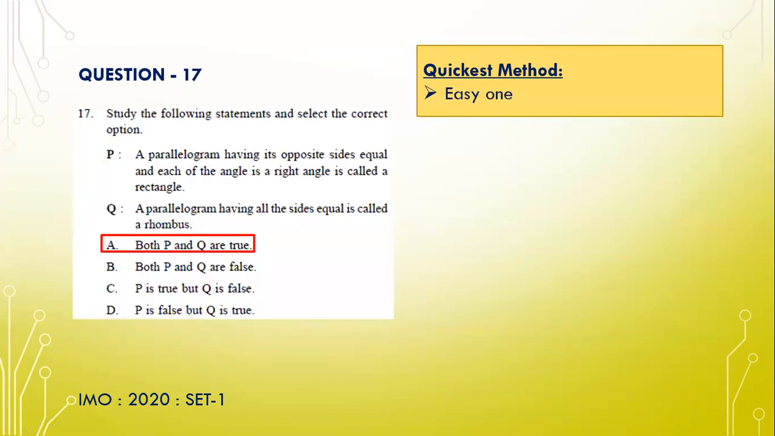Study the following statements and select the correct option. A very, very easy question. A parallelogram having its opposite sides equal and each of the angles a right angle is called a rectangle, which is true. A parallelogram having all the sides equal is called a rhombus, which is also true, isn't it? In the rhombus, all the sides must be equal and the internal angles can vary.